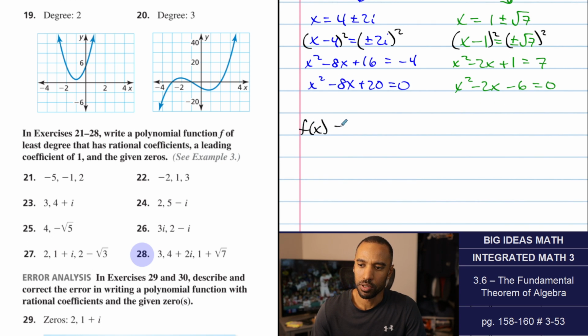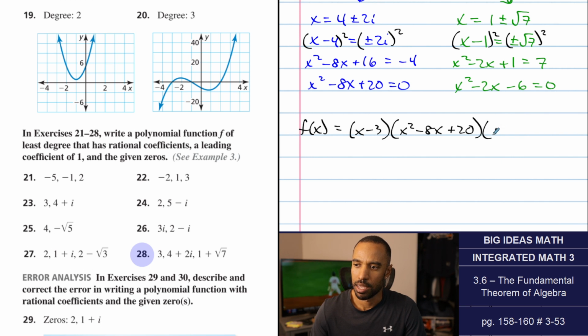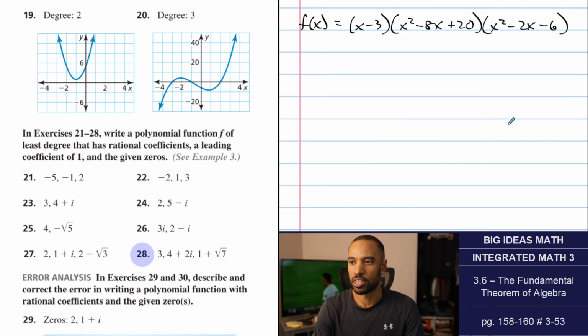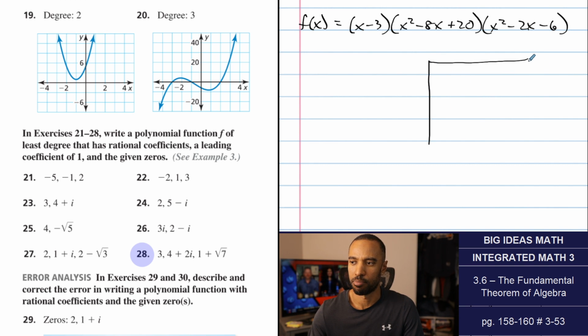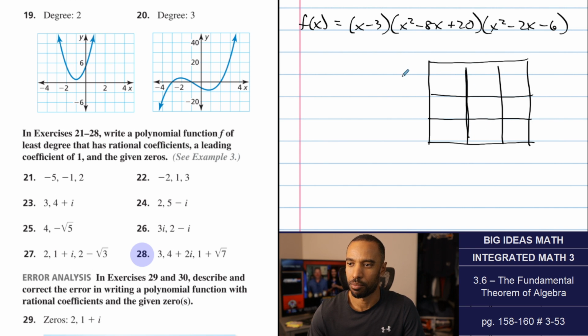F of x equals x minus 3 times this one, times this one. And I think the box method served us well last time, so I'm going to do it again. This time, let's see if I can draw my own box manually. It's a 3x3 grid. Ooh, that's bigger than the others. Good thing I have all that room for that.